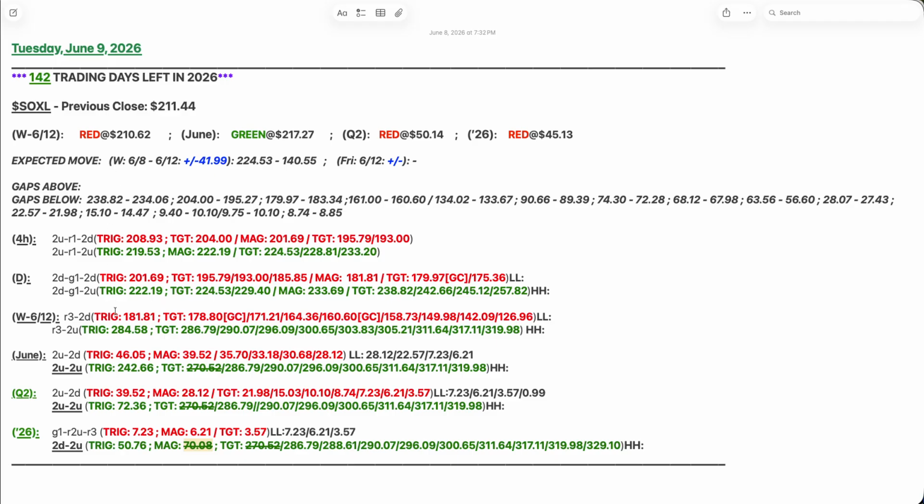And then on the week, we are inside. So if we go 2 down on the week, we've got to get below 181.81, which shouldn't be too big of a deal because that is the magnitude on the day. So with the gap right below there, I could see us going 2 down on the week easily. But again, watch to see, do we make a hammer or is it just a solid red candle, right? Because that hammer could indicate we're going to go 3, 2 down, 2 up next week. To the upside, we go 2 up at 284.58, so we've got a long ways to go before that triggers. We'll talk about the targets a little bit more should we reach or get closer to that 284 level.